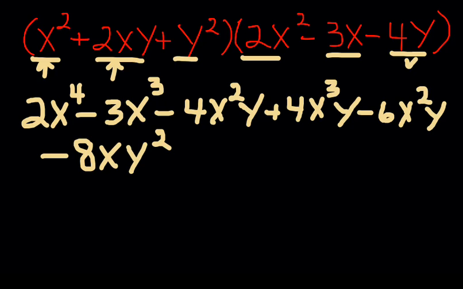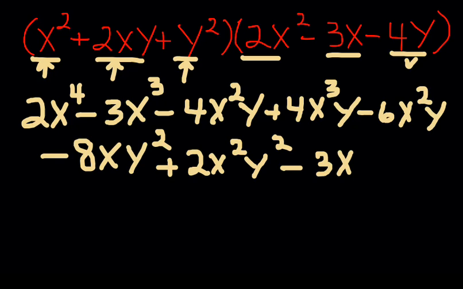I still have to do the y squared out here at the end of the first one times all three terms. So I'll just get that done. That's plus 2x squared y squared. And then y squared times negative 3x is minus 3xy squared. And then finally y squared times negative 4y is negative 4y cubed, adding them together. Now I'm done with the distributing part.